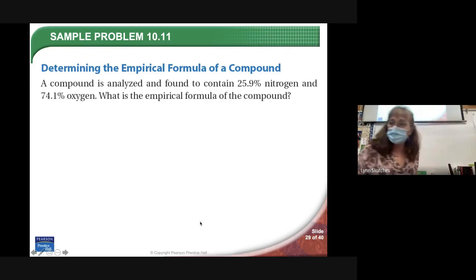Bethany, would you read the problem, please? A compound is analyzed and found to contain 25.9% nitrogen and 74.1% oxygen. What is the empirical formula of the compound? Perfect.